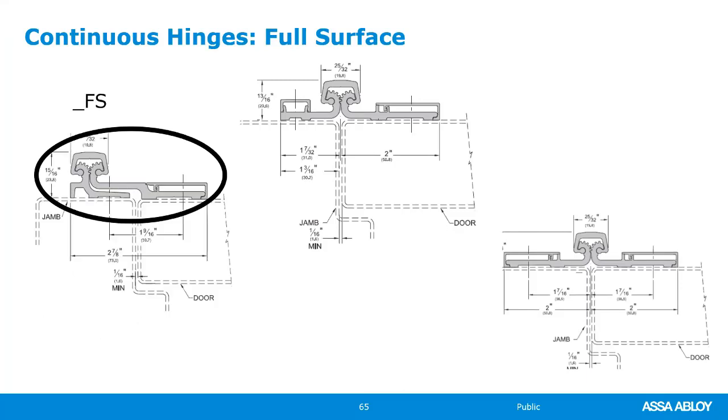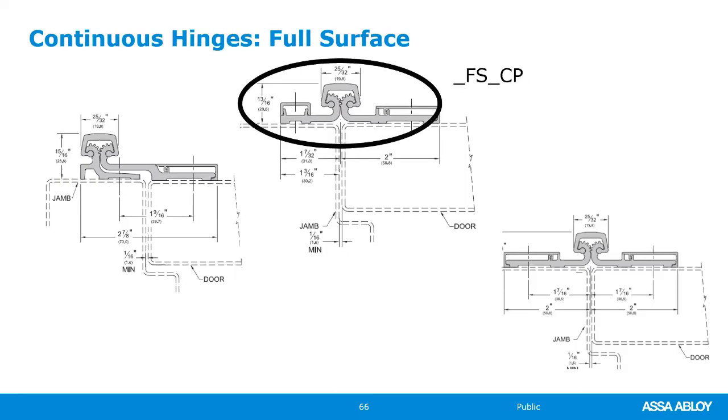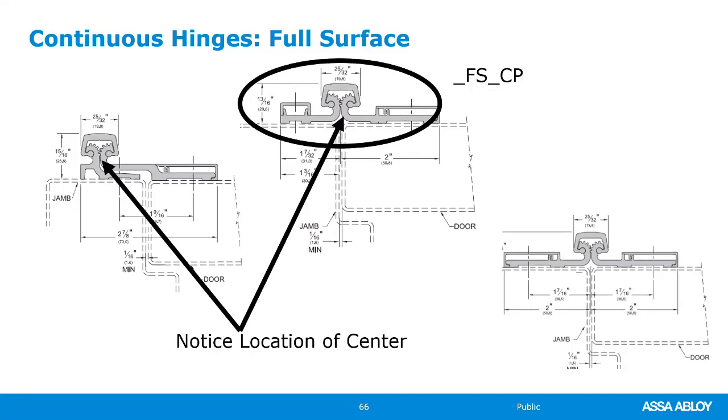Now, I want to explain the three different types because you'll notice that there are three different types of full surface hinges. It's like, why do we have these? Well, the full surface hinges are mainly used for retrofit work. The hinges apply to the exposed surfaces of the door and frame. Now, I want you to be aware of something. The FS, the full surface, has one pivot point, and the full surface CP has a different pivot point. As you can see, there's a different location of the pivot point on the hinge.